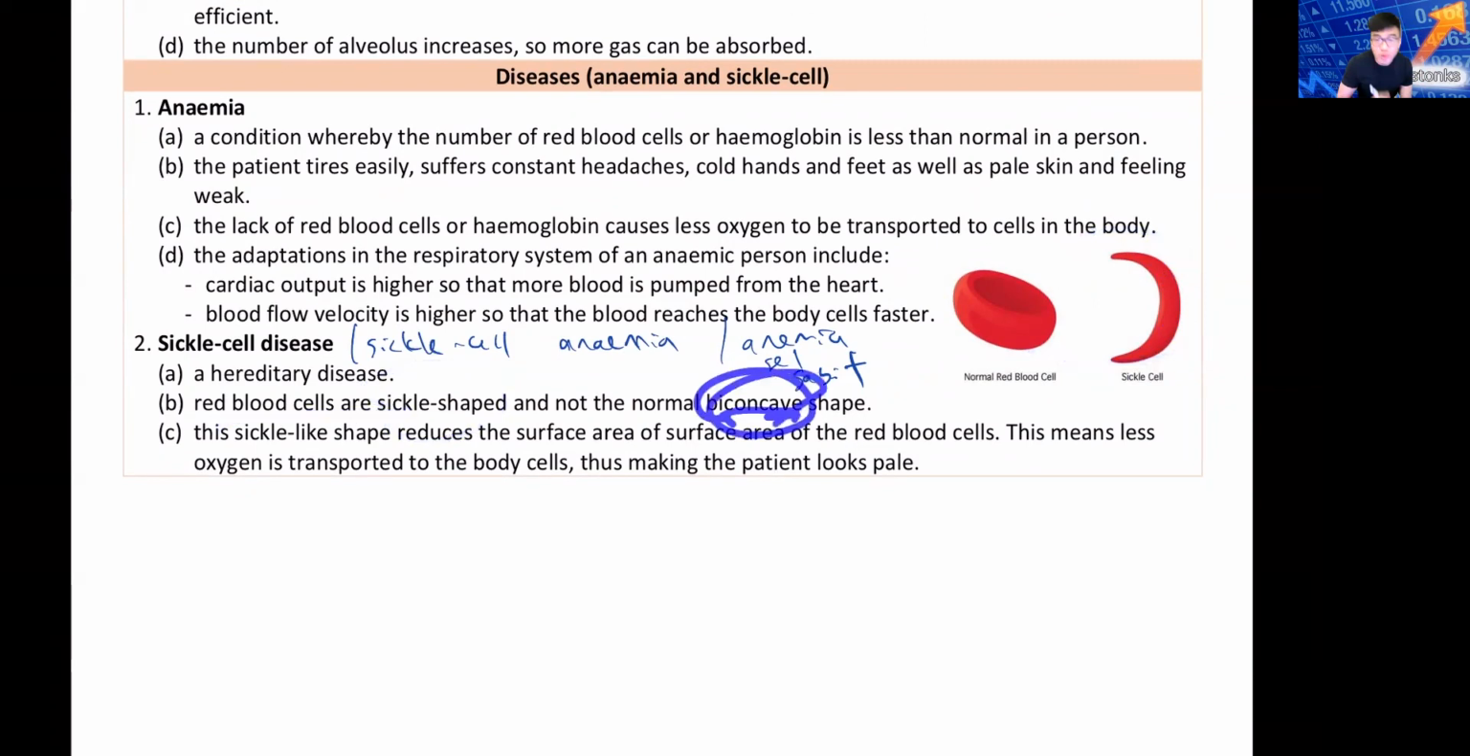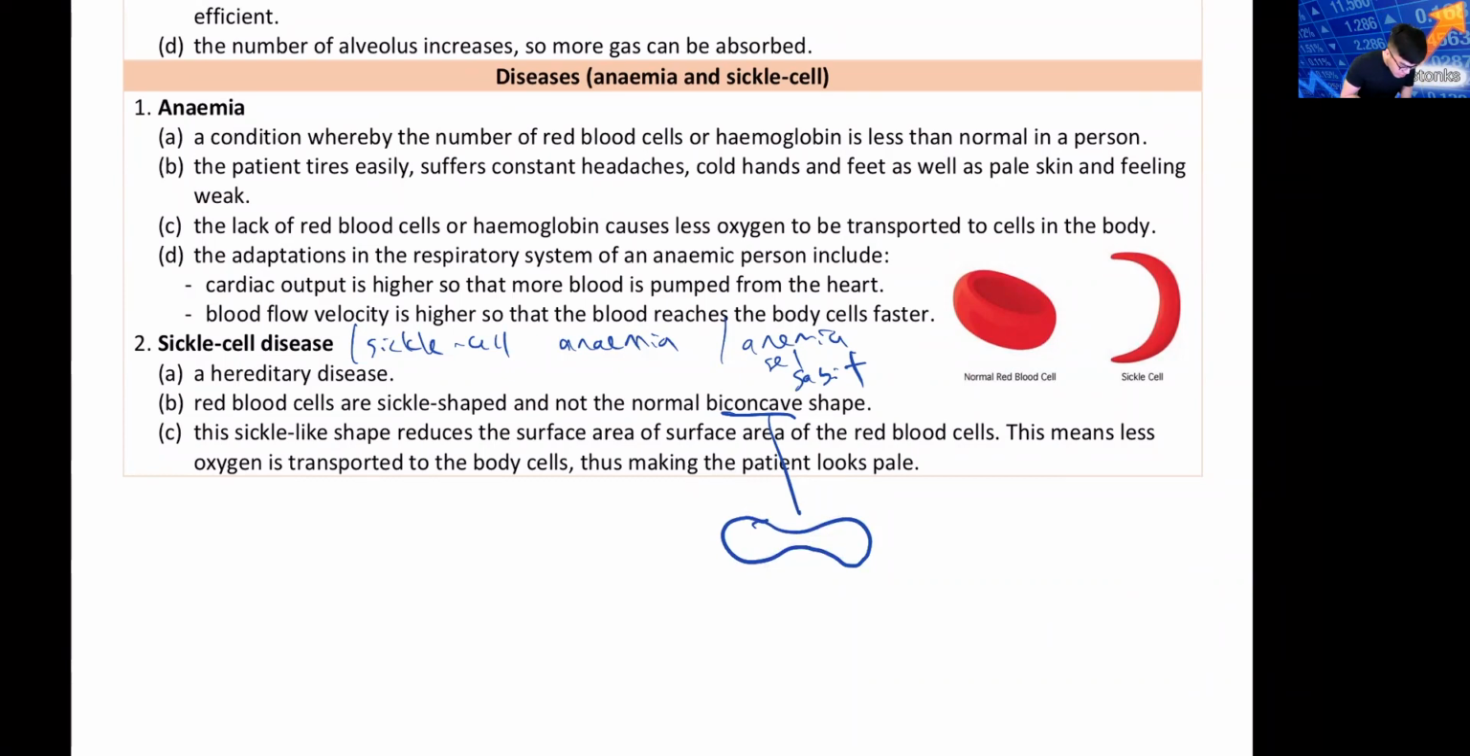What is biconcave? We will learn this next chapter when we learn about the blood. Okay. By the way, biconcave means it looks like this. Your red blood cell from the side looks like this. Biconcave means there are two concaves. Okay, dua jekung. Okay, berbentuk dua jekung.